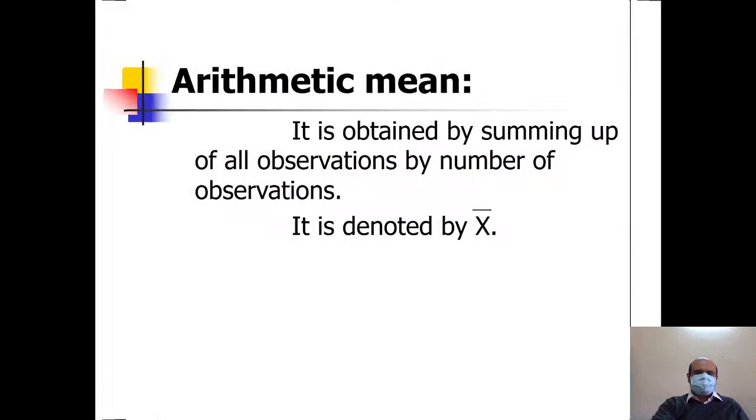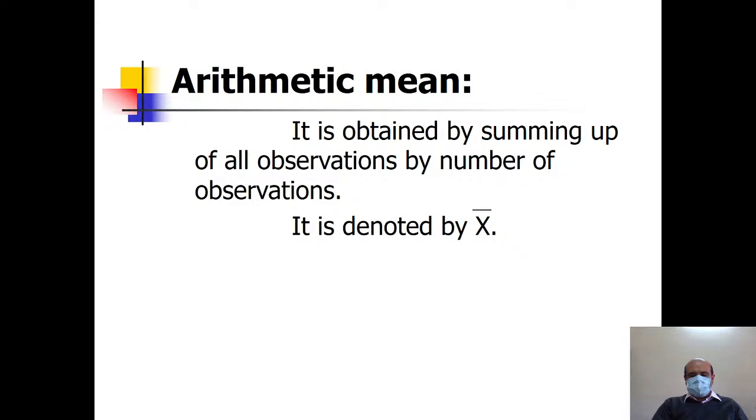So what is mean? It is the arithmetic mean. It is obtained by summing up all the observations and dividing by the number of observations, and it is denoted by x bar. That is the arithmetic mean. What is the meaning of mean? It is the value obtained by summing up all the observations divided by the number of observations.